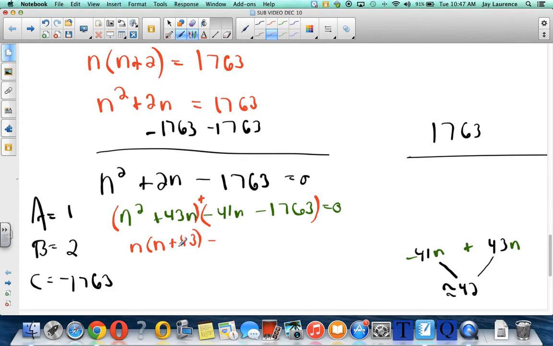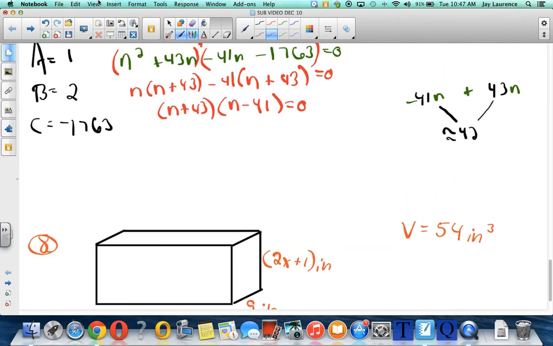How do I know that? Because n is just one n in this first quantity. So I'm going to pull out a negative 41. That'll leave me with an n, and that'll be a plus 43. That'll equal 0. So I'm going to have the quantity of n plus 43 times the quantity of n minus 41, and that'll equal 0. And then I'm going to solve, right? And when I do that, I'm going to get n equals negative 43. But I'm also going to get n equals positive 41.